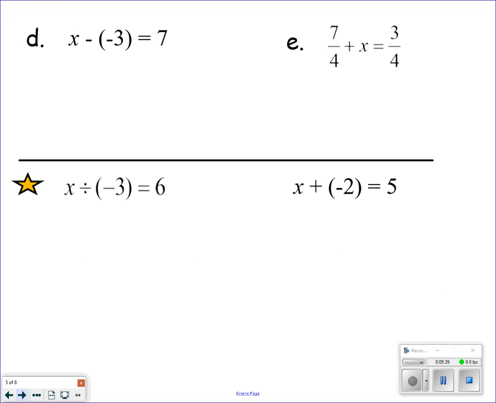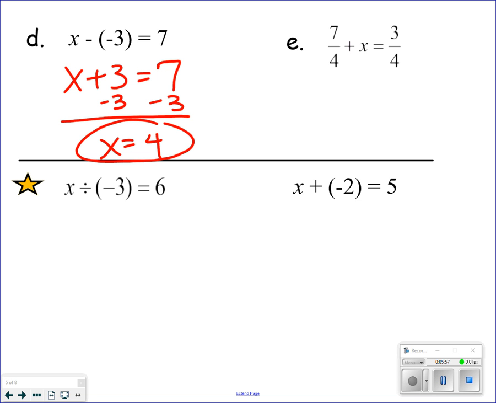Never leave a question with two signs next to each other. If I ever see a minus, a negative, just like I did in the warm-up section, I'm going to rewrite it as a plus. Now this is a situation that most of you will get correct. You are going to subtract 3, the inverse operation to addition.